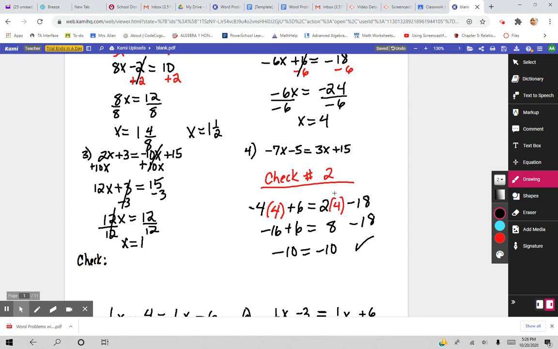Okay, so 2, replace x with 1 in the original. 2 times 1 plus 3. Oops, let me use the same color black.